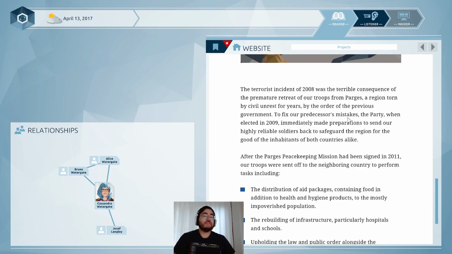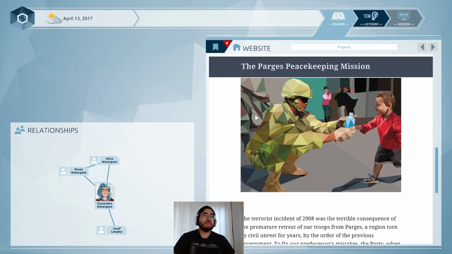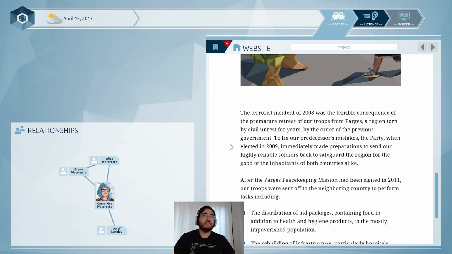To fix our predecessors' mistakes, the party, when elected in 2009, immediately made preparations to send our highly reliable soldiers back to safeguard the region for the good of the inhabitants of both countries alike. Okay, so this particular peacekeeping mission, they also sent soldiers. That does happen sometimes. They installed soldiers in this country to try to settle the civil unrest.